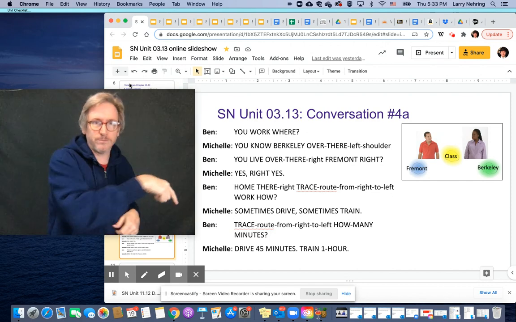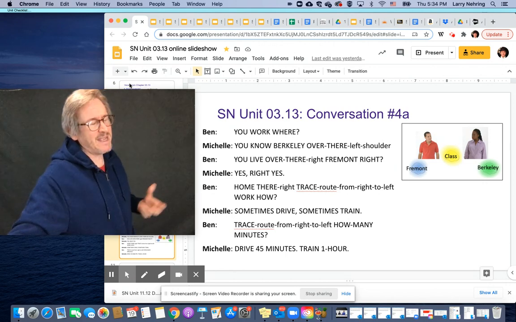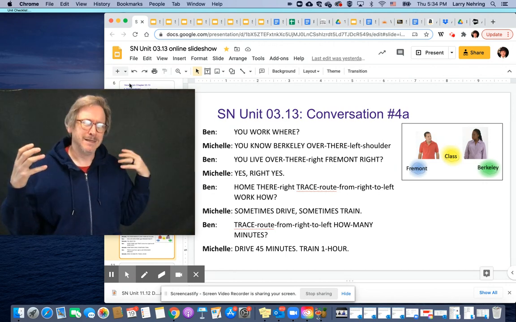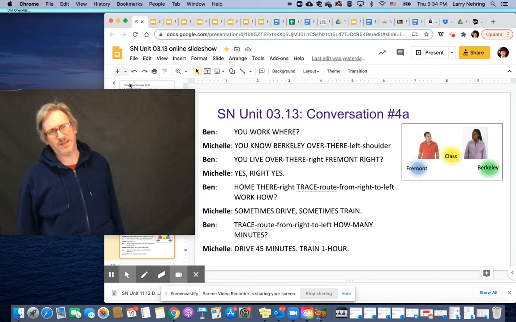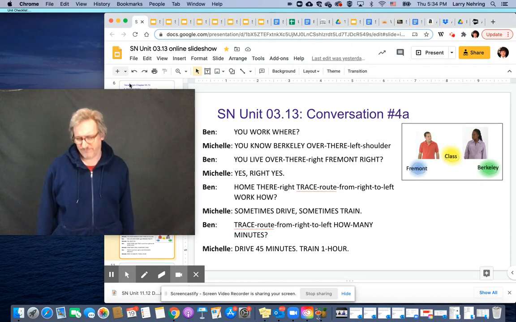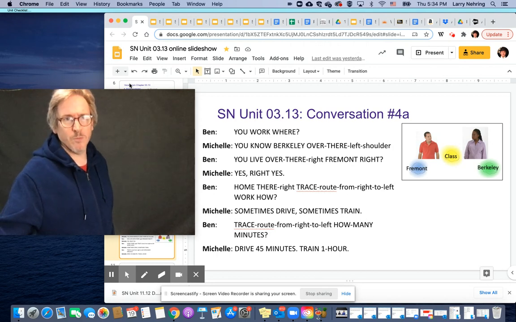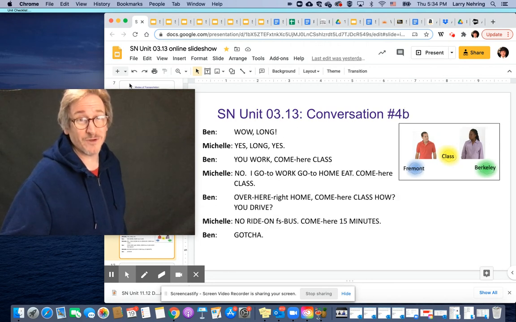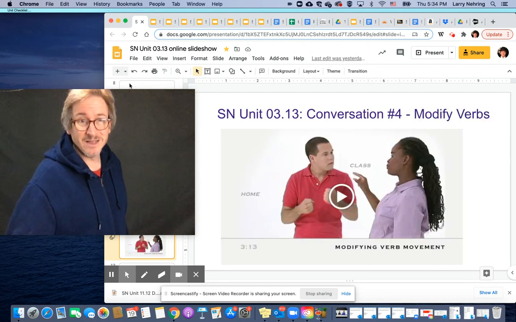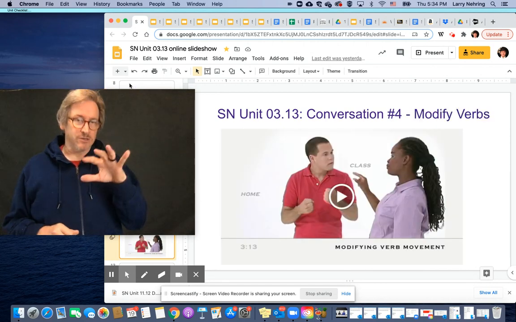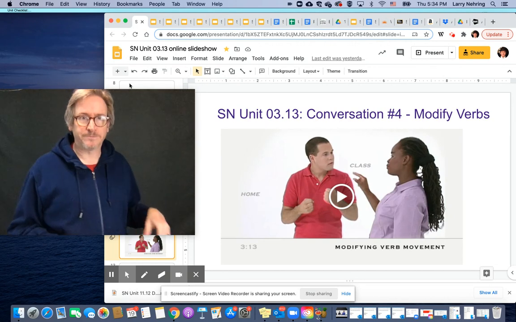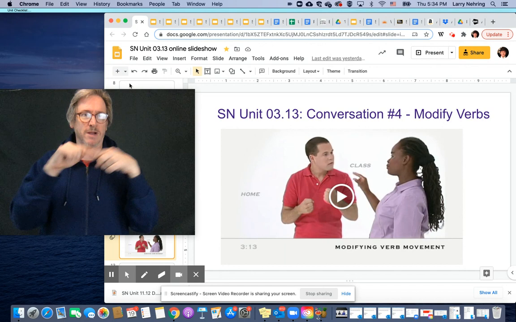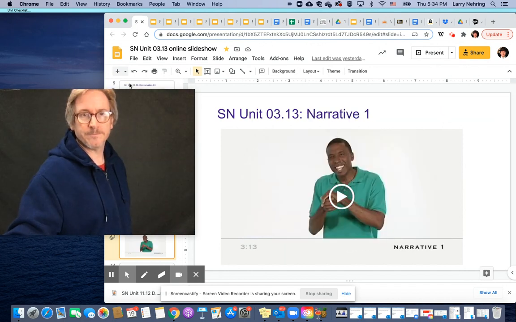Tracing the route. I don't like that they use the Berkeley Fremont signs from Northern California for these videos. I wish they had done more generic signs because I've never talked about Fremont except in this context. There's an example of the modifying verbs, and that shows which direction you're going, point to point.